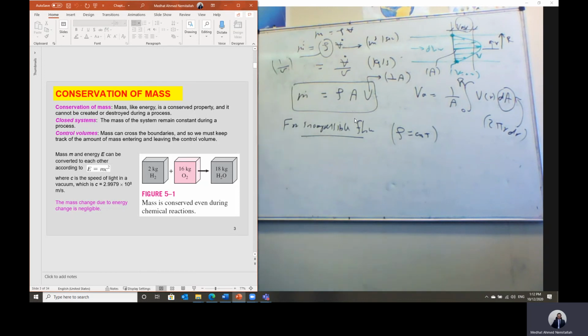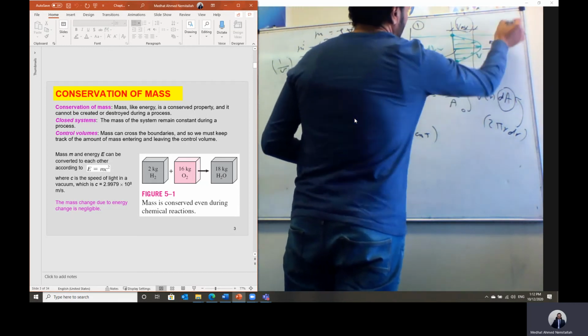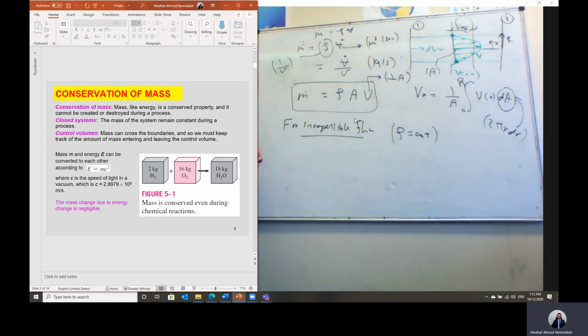So if we have flow of liquid substance, like liquid water, that means the density is constant in this case. But if we apply the mass equation, like the flow in this duct, this flow is coming to this duct at cross-section 1 and leaving at cross-section number 2.